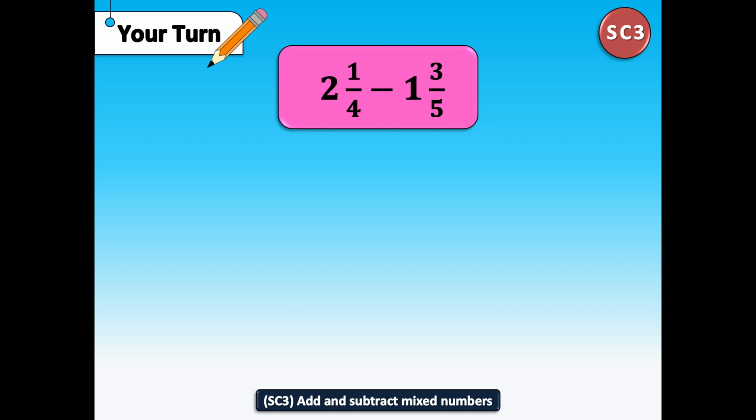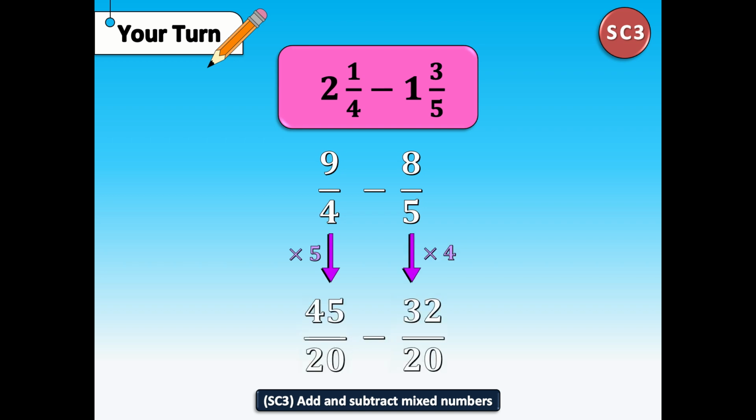Here's a question for you to have a go at. Pause the video, and when you're ready to see what you should have done, press play. So for this question, I need to make them both improper fractions. Then I can make the denominators the same. So that's 45 over 20, take away 32 over 20, which is 13 over 20. And that fraction just stays as it is. So my final answer is 13 over 20.